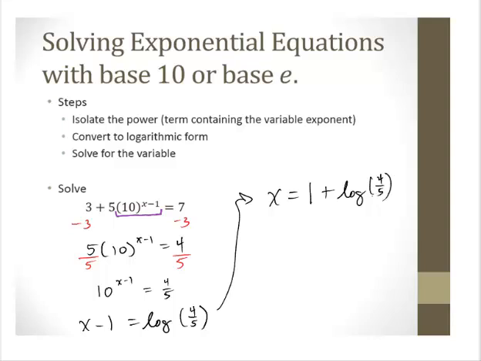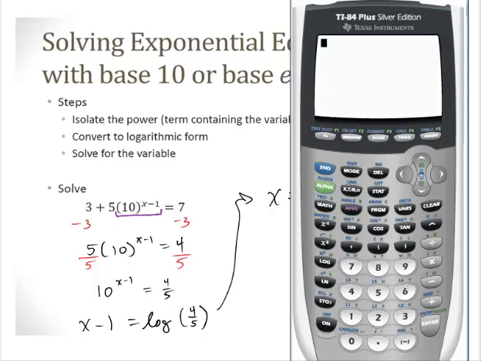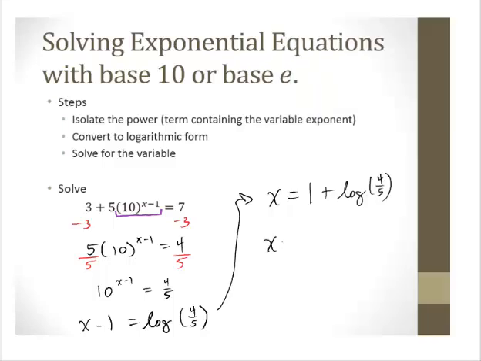That's an exact value. We can use our calculator to find an approximation. 1 plus the log of 4/5 is approximately 0.9031. x is approximately 0.9031. You may be asked to solve exactly and solve approximately. So you need to be able to write this answer in either form.